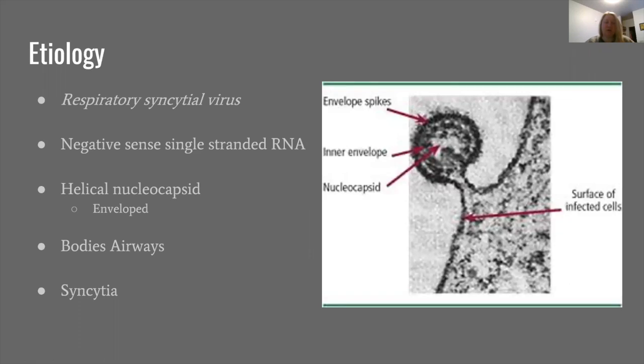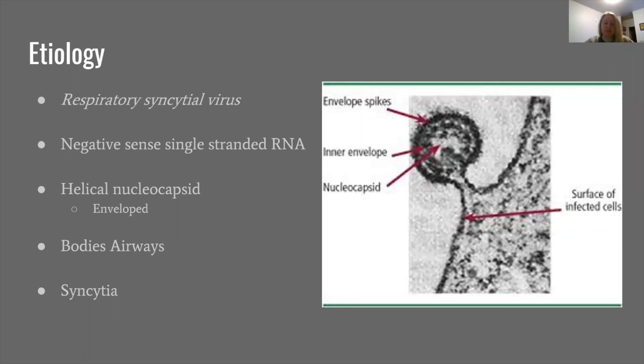The scientific name for RSV is respiratory syncytial virus. RSV is a negative sense single-stranded RNA, and it is an enveloped virus with a helical nucleocapsid. Replication generally happens in the body's airways. The RSV viral gene expression and RNA replication goes on in the cytoplasm of the cell. Virions acquire the lipid envelope by budding through the plasma membrane, and then move on to damage and infect other cells.